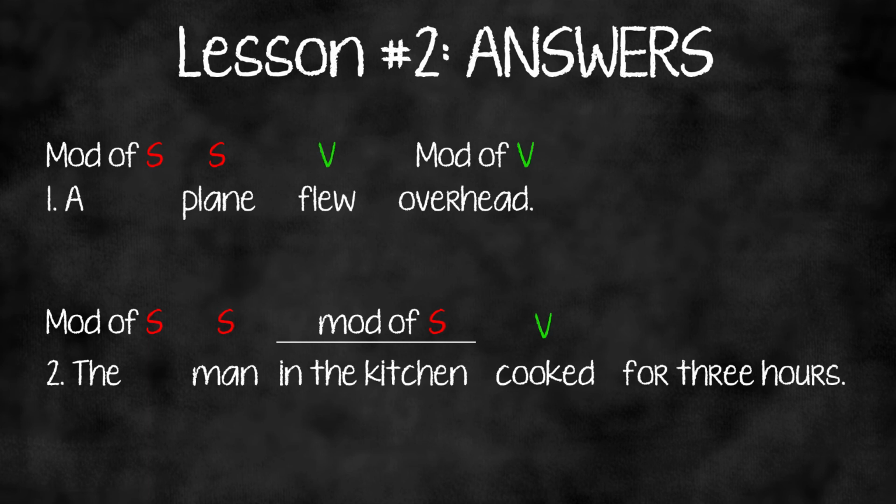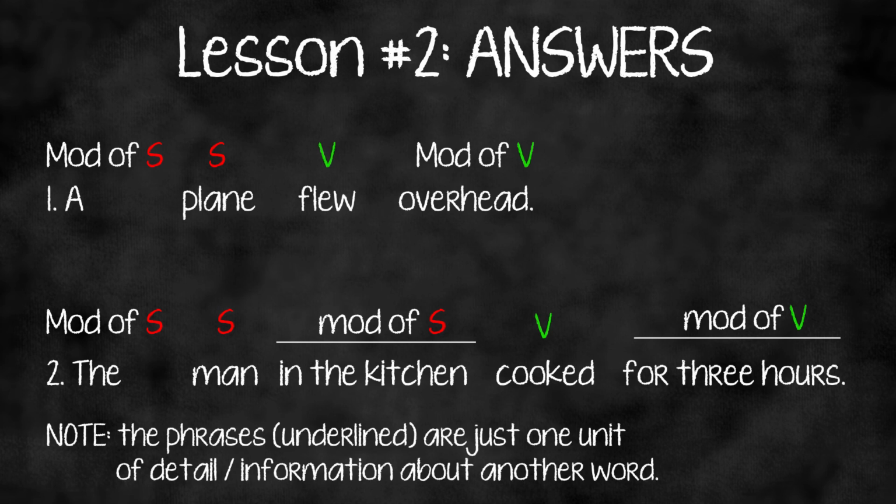A modifier of the verb is for 3 hours. Those words work together to give us information about cooked. When? For 3 hours. Note, phrases underlined are just one unit of detail or information about another word.